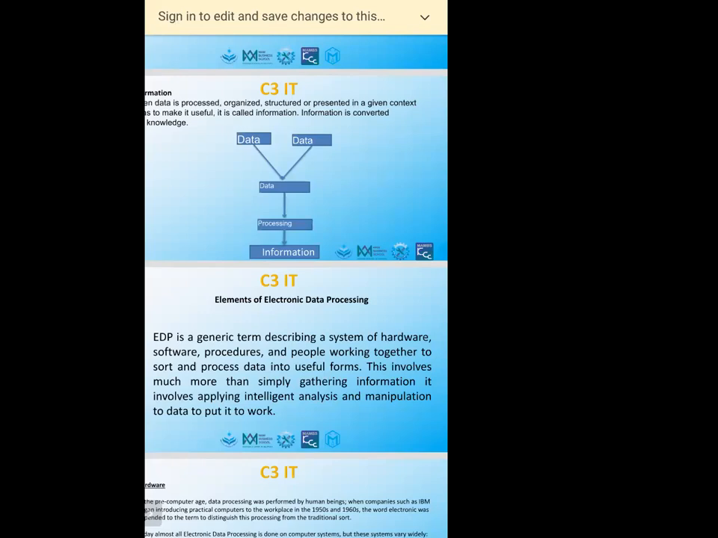When you come to data processing, what are the things there? Before that, we should know the meaning of data processing. Do you know what data is? The data is a collection of information. Data is the collection of information.